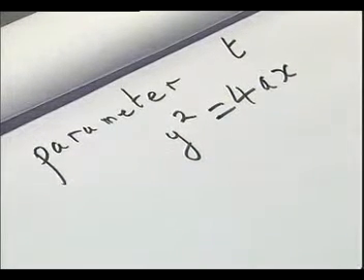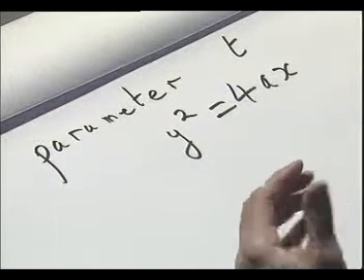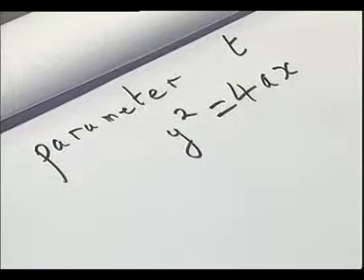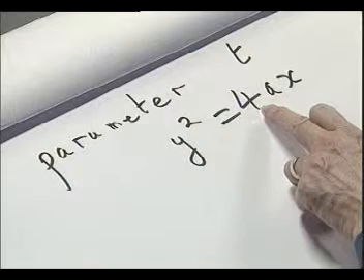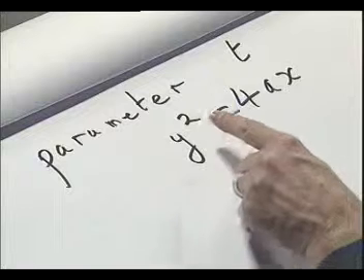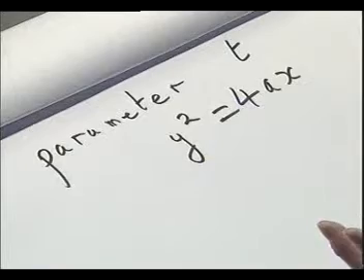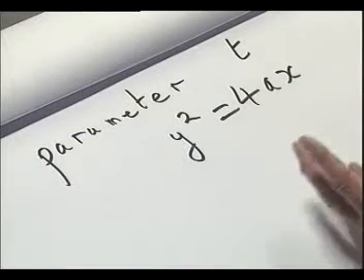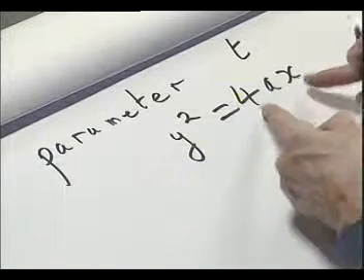Now what we're looking for is a way of expressing x in terms of t and a way of expressing y in terms of t. Well, as we look at this, this says y squared equals 4ax. Now y squared is a complete square, an exact square. I can take its square root and I'll just get plus or minus y. So can I do it over here? Can I choose an expression for x that will give me a complete square on this side of the equation?